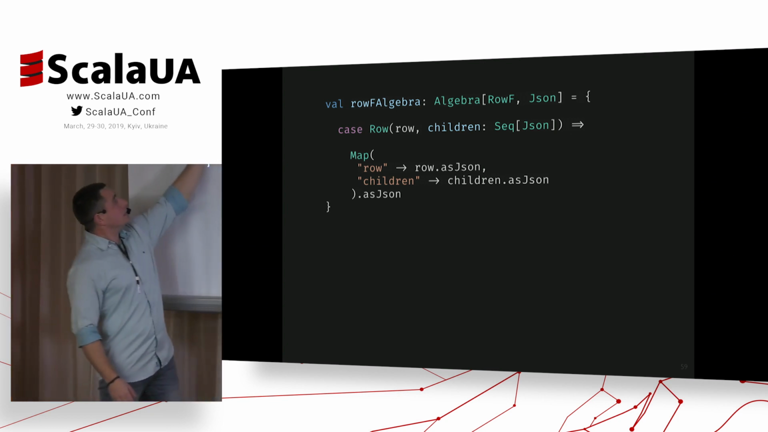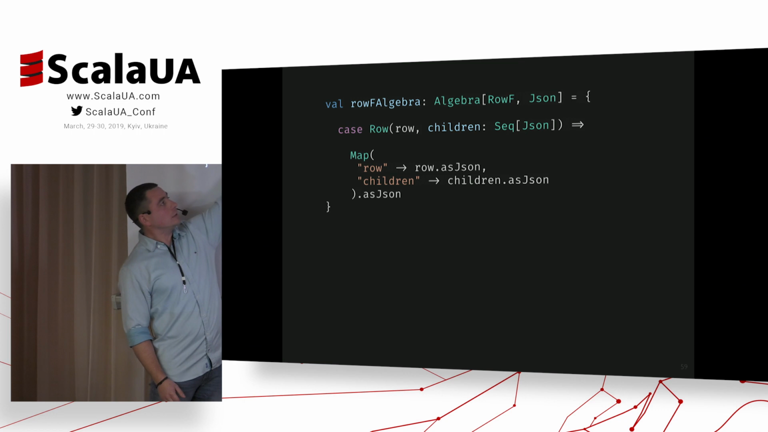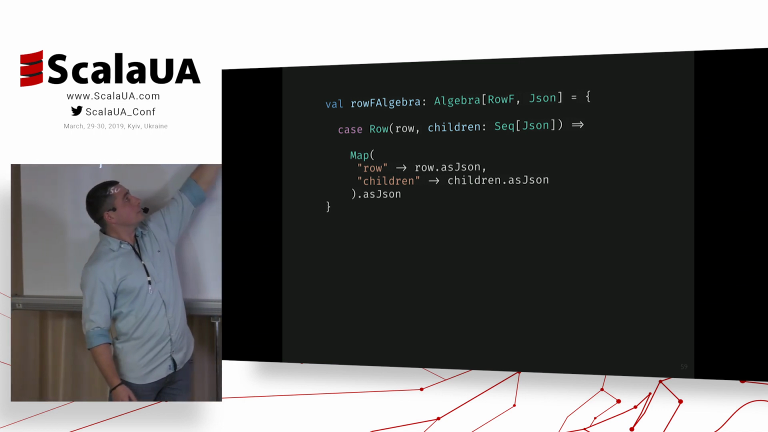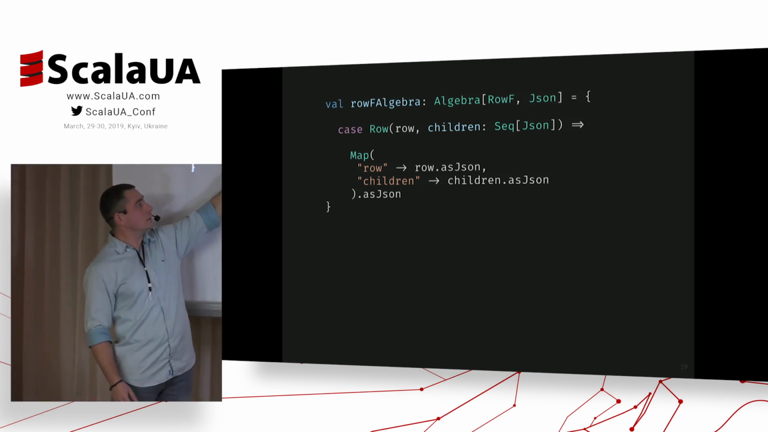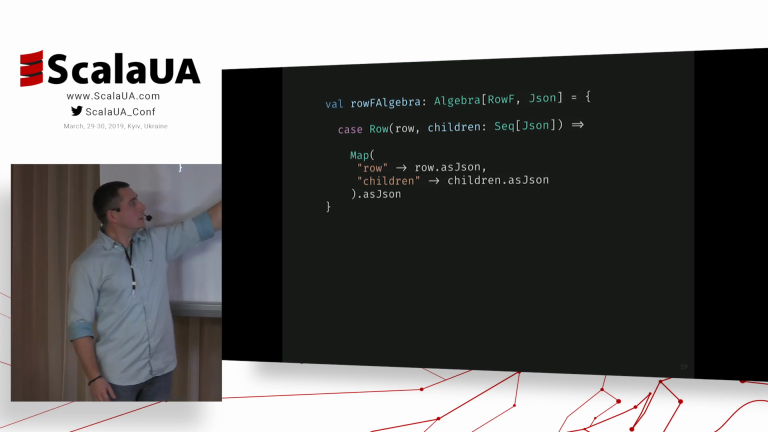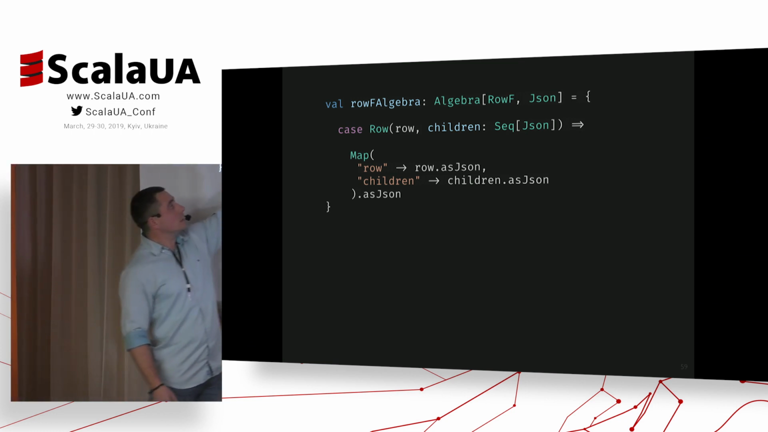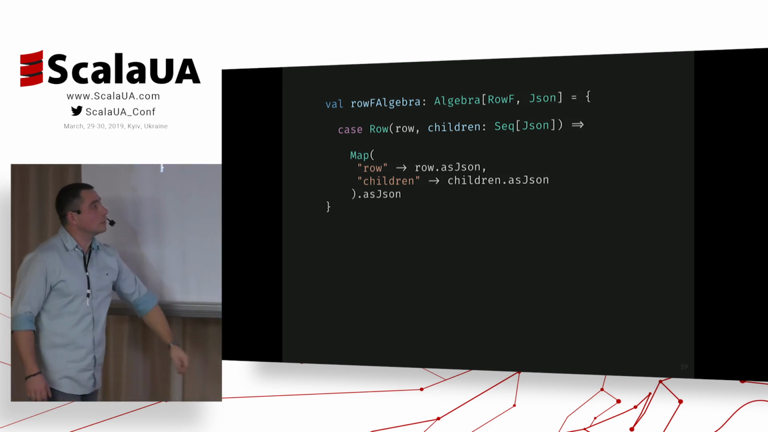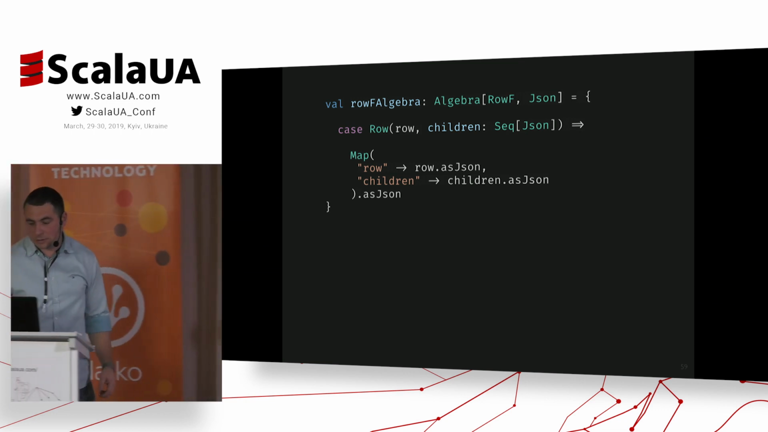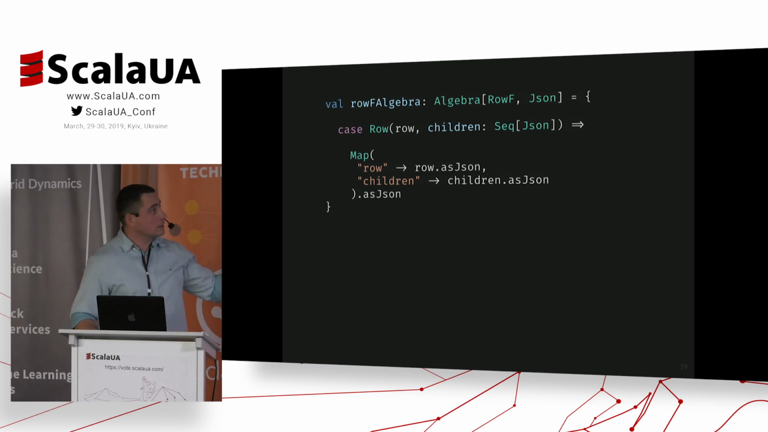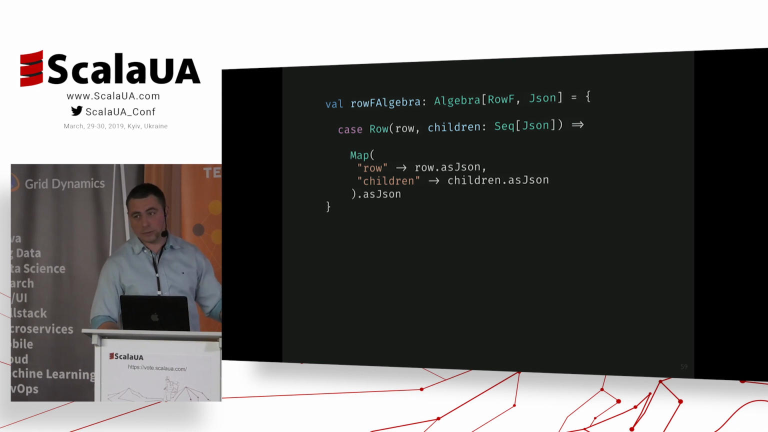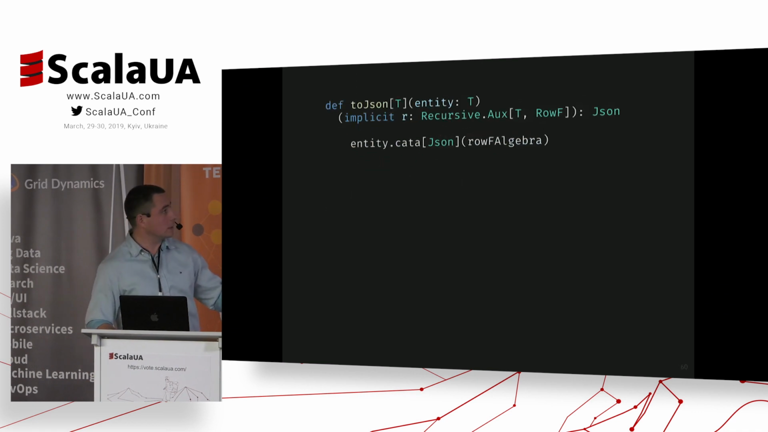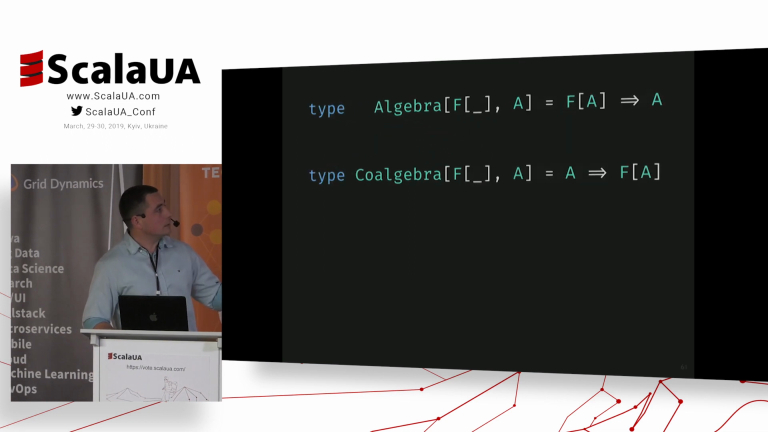So we have here a row, and the children, strangely, are of type JSON already. So we are not doing anything more complex than converting them to JSON using Circe, and that's it. The interesting part is this one. It's not an entity as you would expect. It's just some sequence of JSON, because in the bottom-up fashion, the bottom rows are already converted to JSON by the catamorphism. And yeah, this is how we apply it.